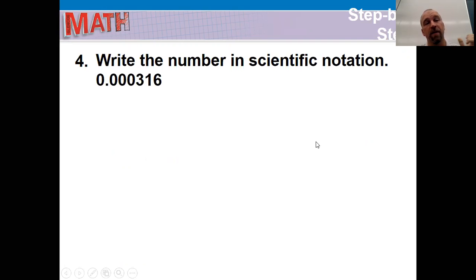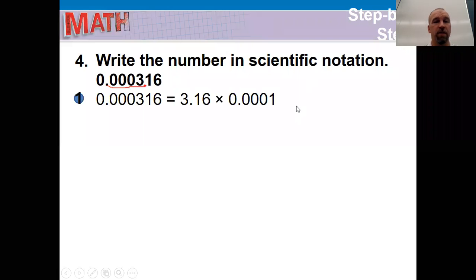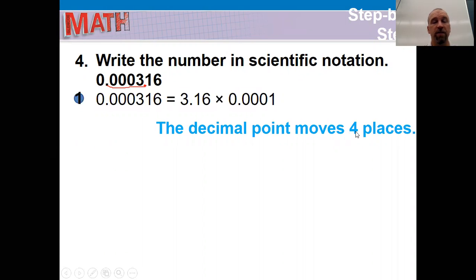Now we'll do it the other way. Tiny, teeny decimal, microscopic. I need to move my decimal point over so there's only 1 digit in front of it. It has to move right here between the 3 and the 1, so it'll be 3.16. So I need to move it from where it is this way. How many places did it go? 1, 2, 3. It looks like it went 4 places. Decimal point moves 4 places.